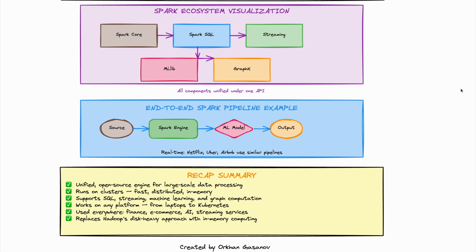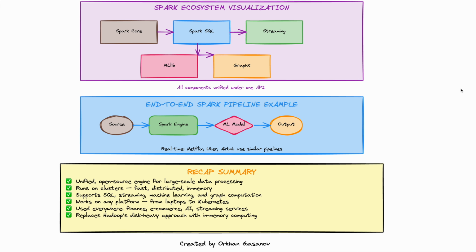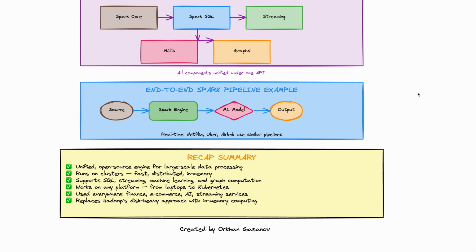If we visualize an end-to-end example of Spark, we are reading from the source, using the Spark engine to transform the data, taking the result, performing some machine learning algorithm on it, training the model, and we have an output. It's used in real time, right? Real-time data processing with Spark is used by Netflix, Uber, Airbnb, and other large companies.